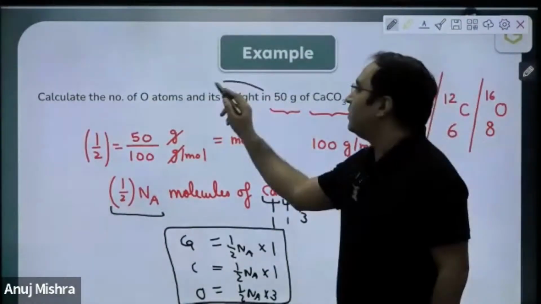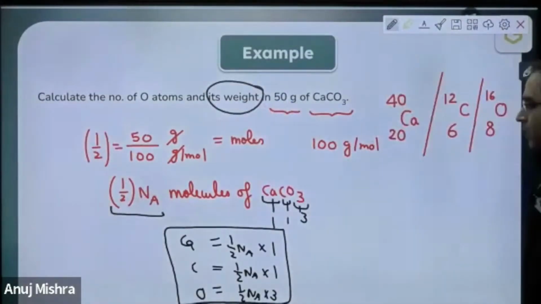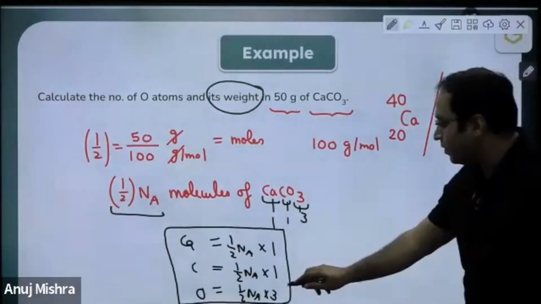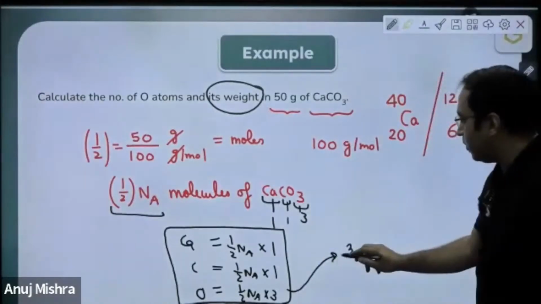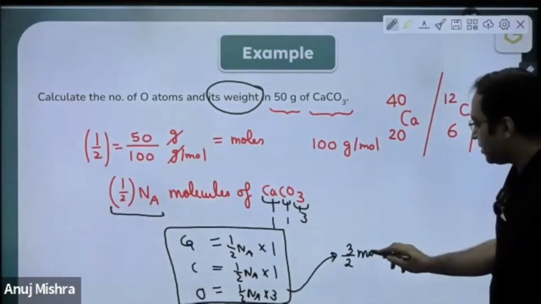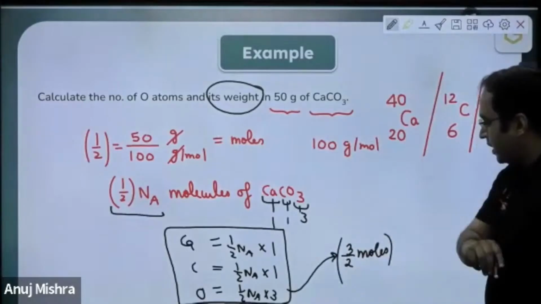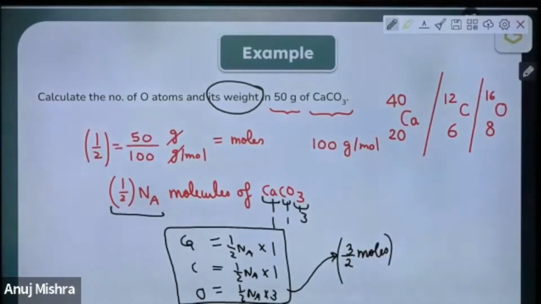What is the weight of this in calcium carbonate? How will you find this? How many moles of oxygen do you have? 3/2 moles. How much is the mass? Vedant, 3/2 moles, what is the mass? 1 mole, how much is the mass? 16. 3/2 is how much mass?